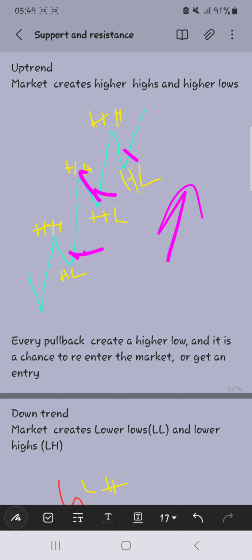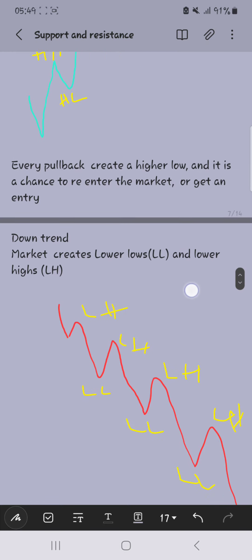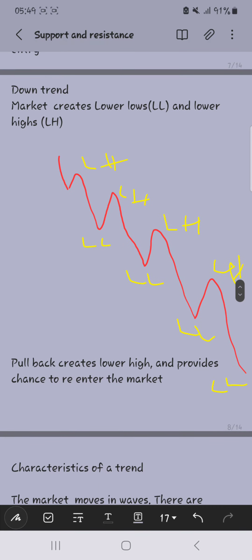So even if you lose this trade over here, even if you don't get an entry, just know that the market will always have a pullback. The market is always creating a series of what, higher highs and higher lows. So always know that you have another chance to enter again.